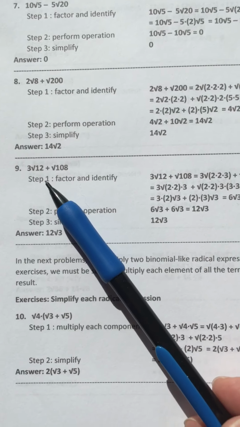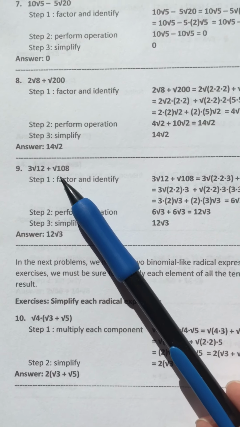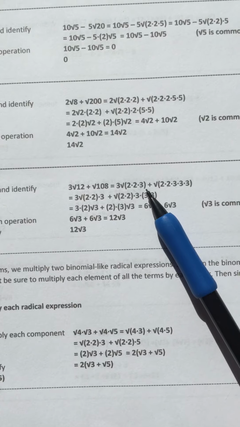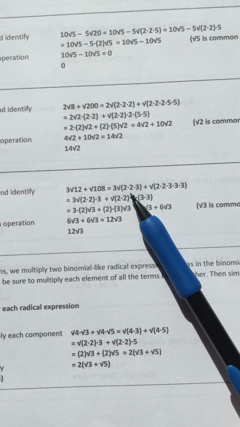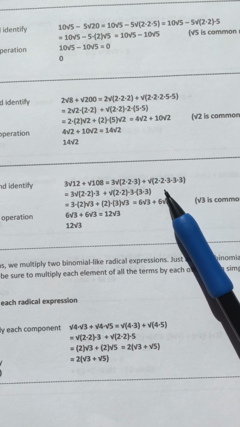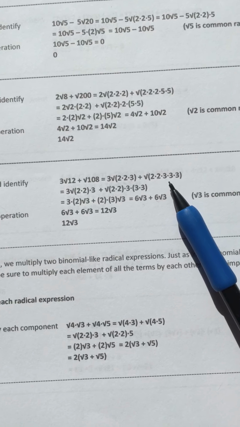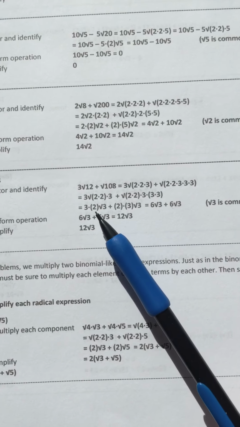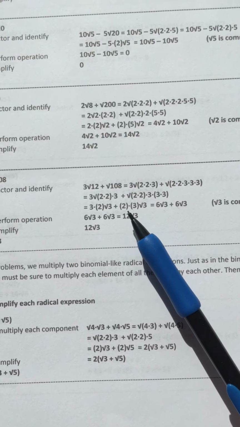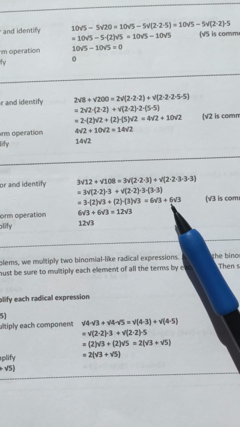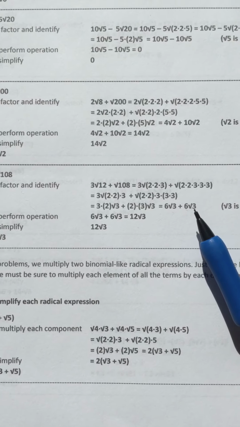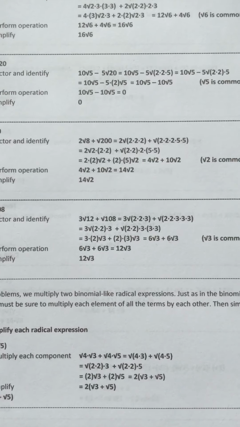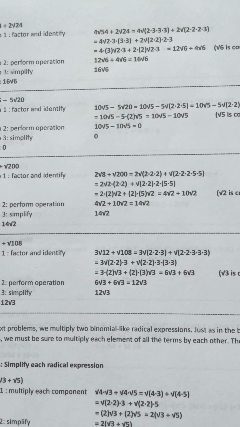Going to number 9. 3 square root of 12 plus the square root of 108. Again, factoring those out, 3 times the square root of 2 times 2 times 3 plus the square root of 2 times 2 times 3 times 3 times 3. Pairing them up there, and then pulling them out of the radical sign leaves me with 6 square root of 3 plus 6 square root of 3, which of course is just 12 square root of 3. And that completes this first problem set. I'll do the next set in a second.